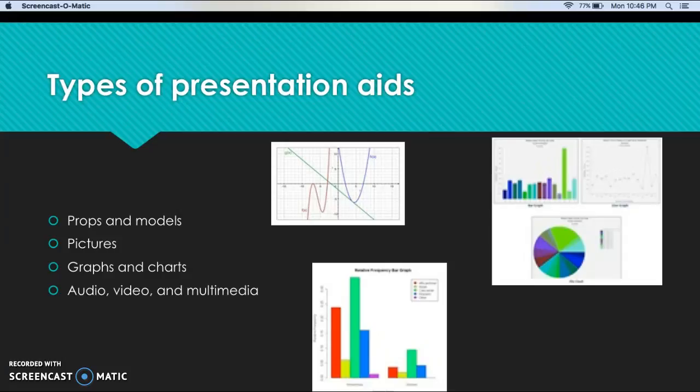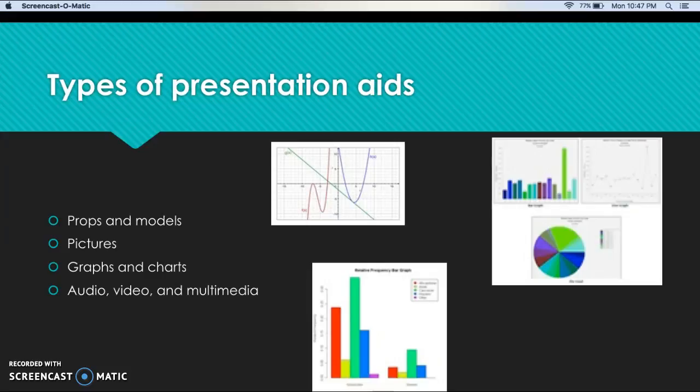Graphs and charts give your audience something to look at. Sometimes it can be a little bit difficult if your audience doesn't know how to comprehend that graph or that chart or how to read it. It might be a little bit more difficult to get your message across because they don't really understand what you're saying.